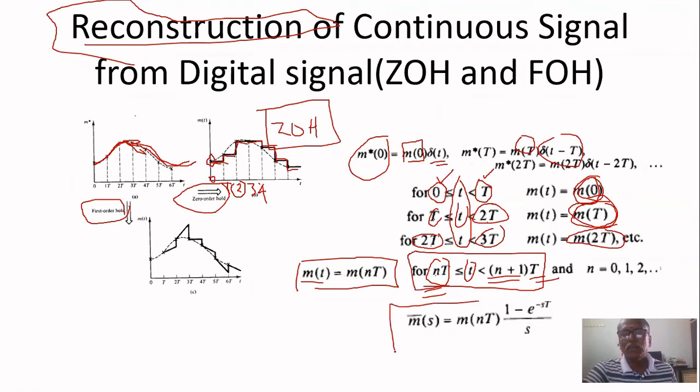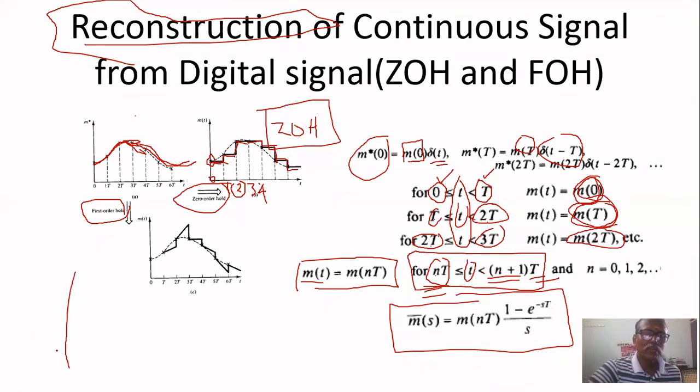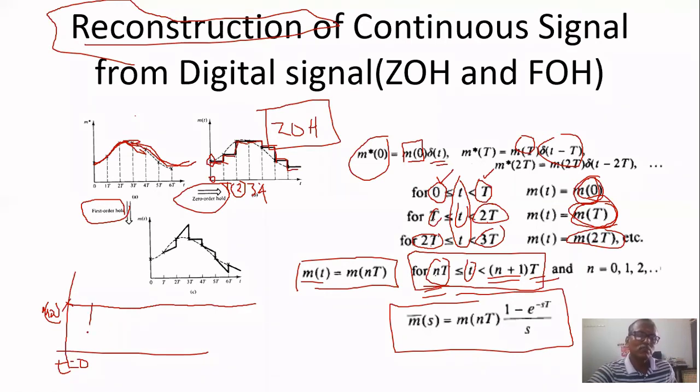This can be written in S domain like this. How did you get this? Suppose I am getting a value at 0, m of 0. M of 0 is the magnitude I got at t equal to 0. I want to write it in S domain. So what I can do is multiply this with the step function. You will get this value up to infinity. But it is not up to infinity; it must be up to the first sampling period.